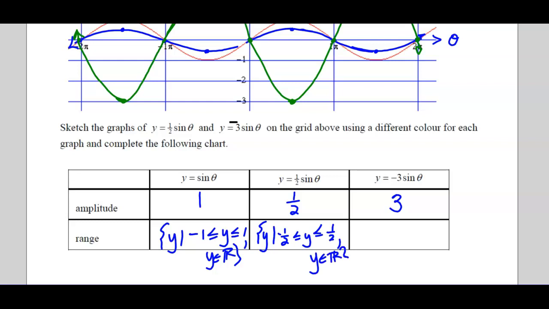Okay? Your range is between negative a half and positive a half. You can use interval notation, which is a bit faster for range. So here you could go from negative 3 to positive 3 if we use interval notation. Okay.